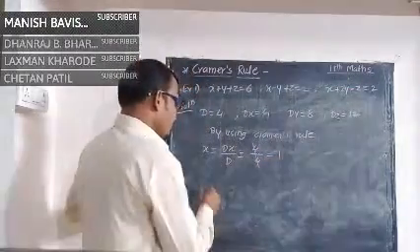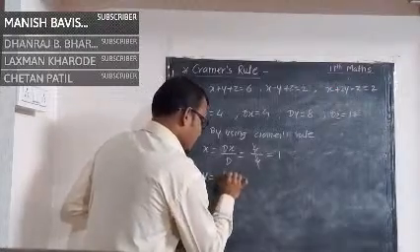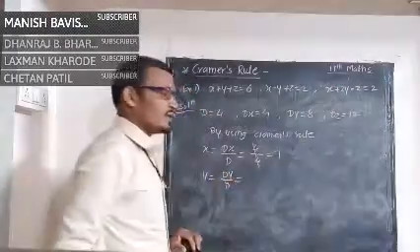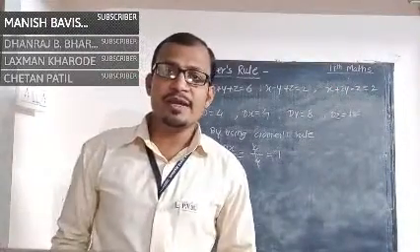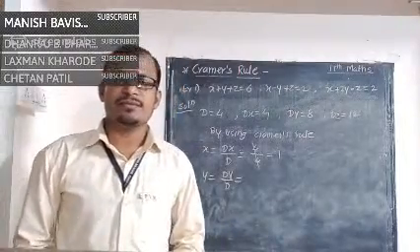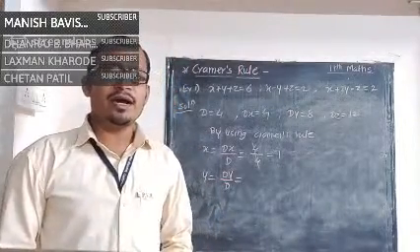Then our next variable is variable y, that is dy upon d. Now tell me what is the value of y? What is the value of y?